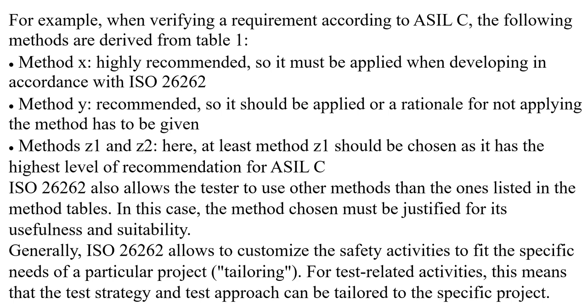Methods 1 and 2. Here, at least method 1 should be chosen as it has the highest level of recommendation for ASIL C. ISO 26262 also allows the tester to use other methods than the ones listed in the method tables. In this case, the method chosen must be justified for its usefulness and suitability.